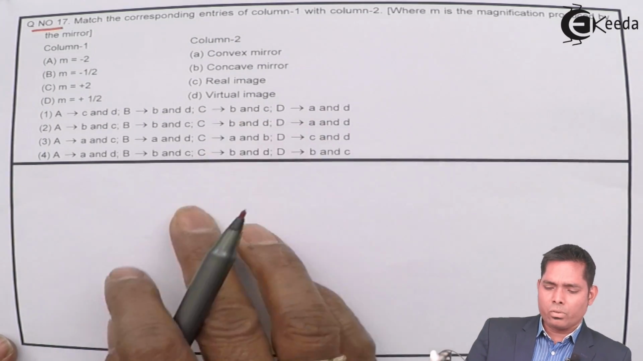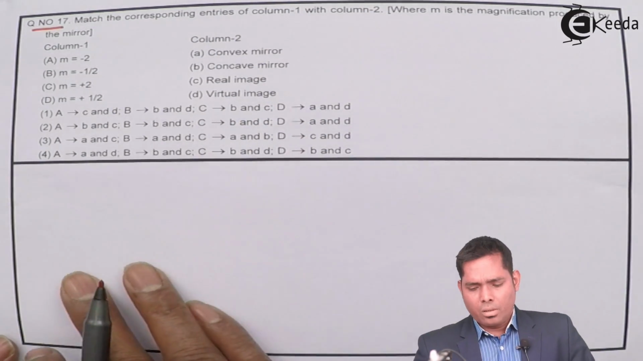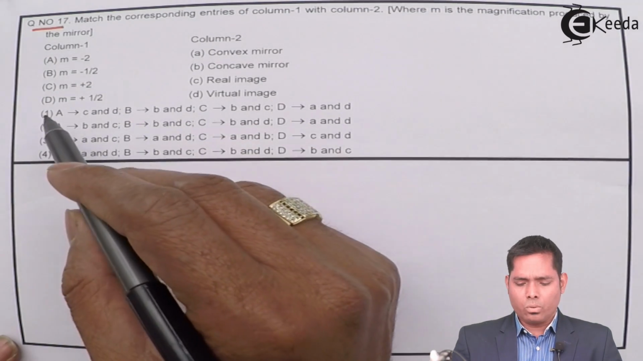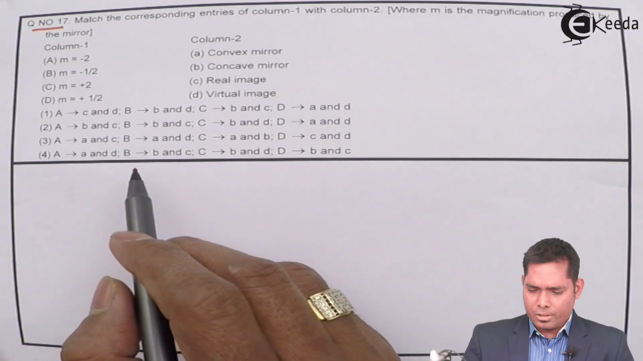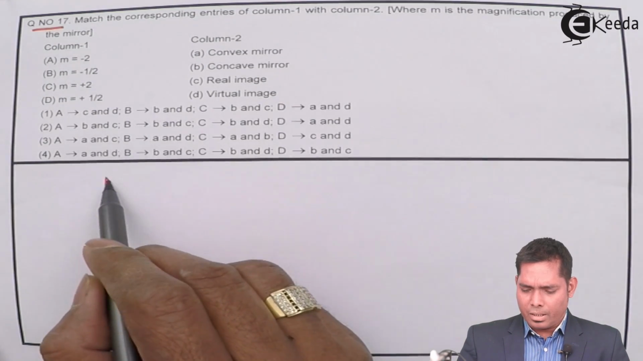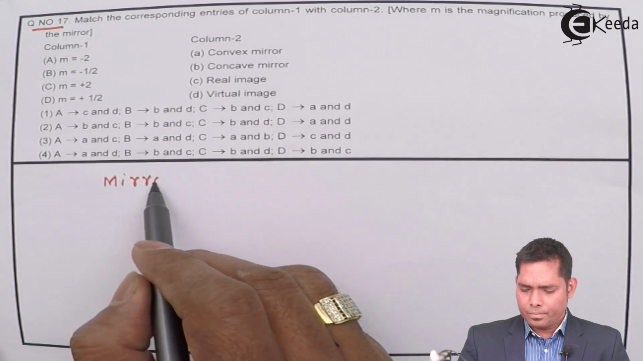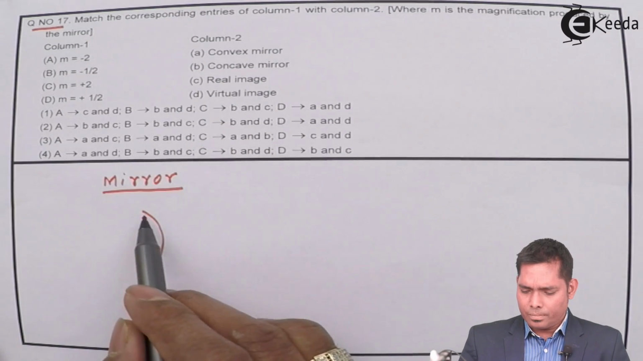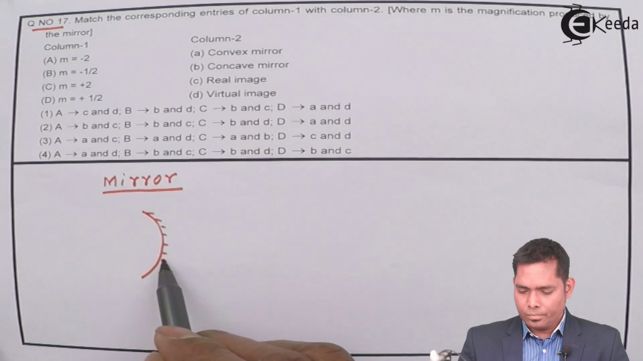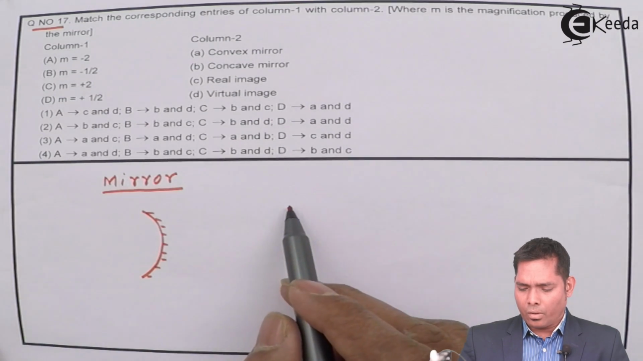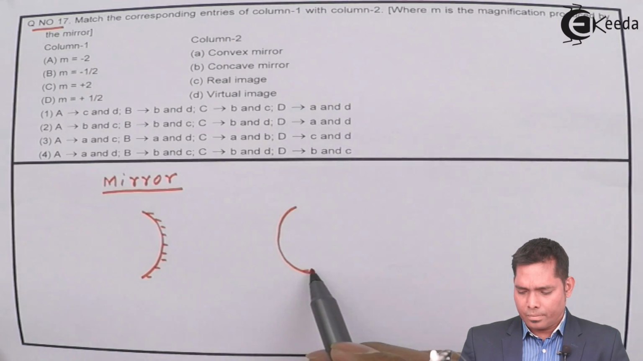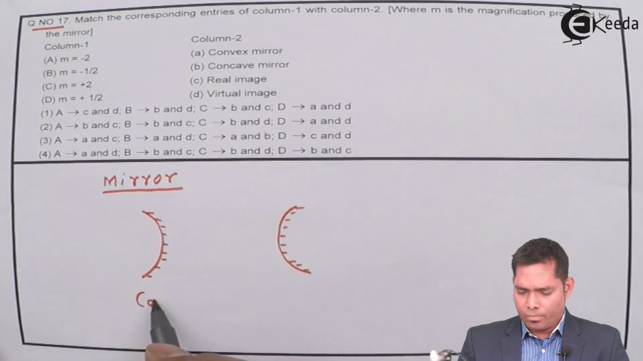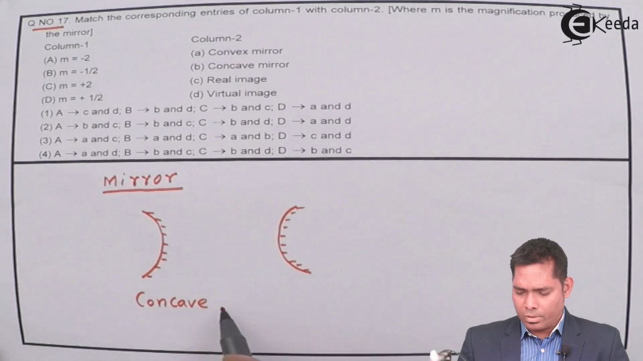So when you talk about real image and virtual image, before going to solve this, we must know what it means. In case of a mirror, we have either a concave mirror or a convex mirror. There are two types of mirror. This is concave and this is convex.